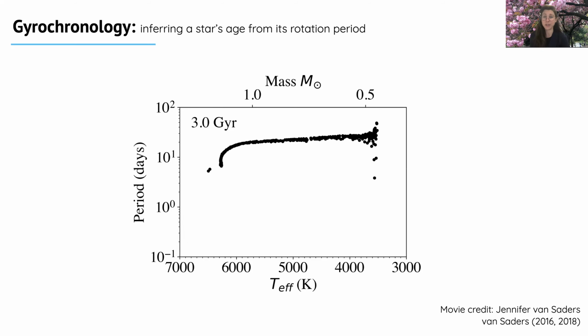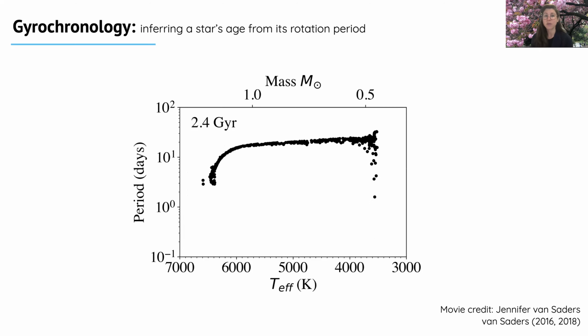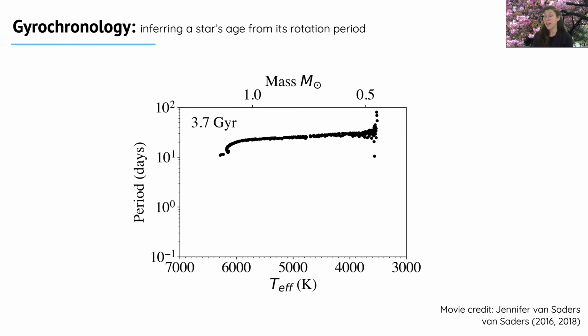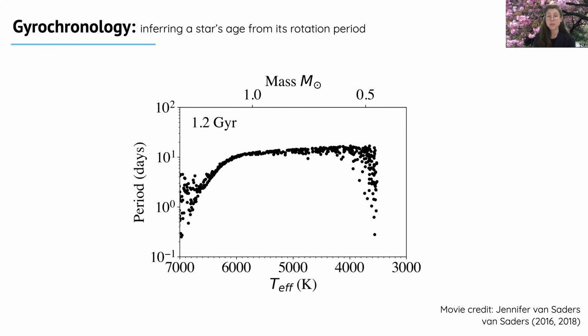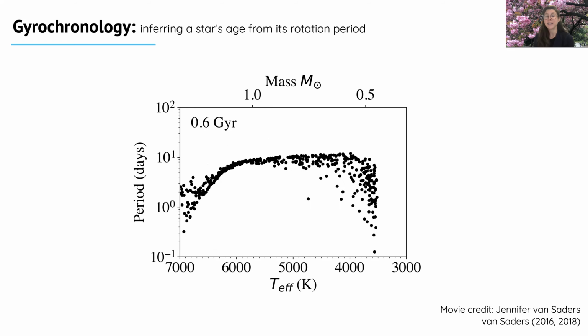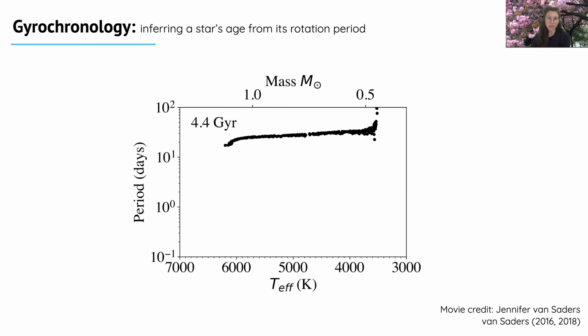And to do that, we use models like this one, which is one of Jen van Saders's gyrochronology models. She also made this beautiful animation. You can use models like Jen's, which is a semi-empirical model, or you can use a purely empirical model to relate rotation period and temperature or color or mass to age.